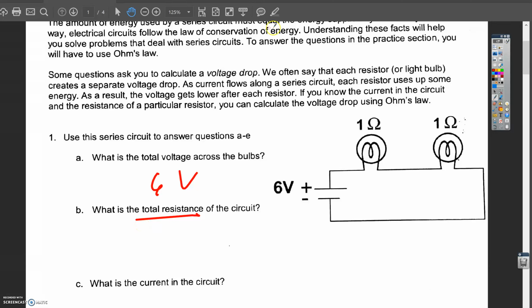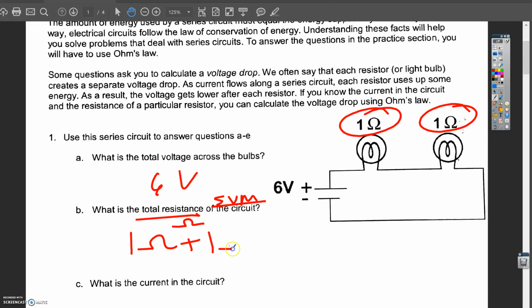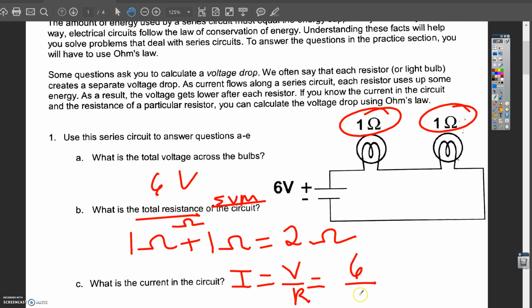So to get the total resistance, remember it's the sum of all the resistances. So resistance is in ohms. So I see that I have 1 ohm and 1 ohm. So 1 ohm plus 1 ohm, I have 2 ohms. Okay. Lastly, what is the current in the circuit? So in order to calculate current, I equals V over R. Voltage is 6 and resistance is 2. So my current is 3 amps.